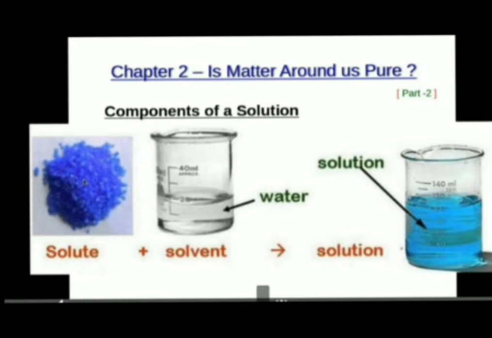Usually solute is lesser quantity and solvent will be larger quantity. Here the solute and solvent mix together and form a solution. Did you get the components? And this is the making of a solution.